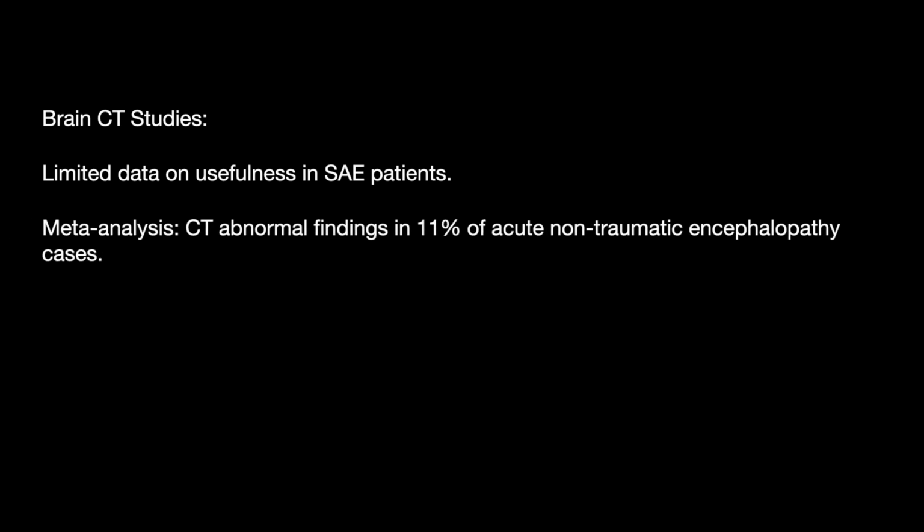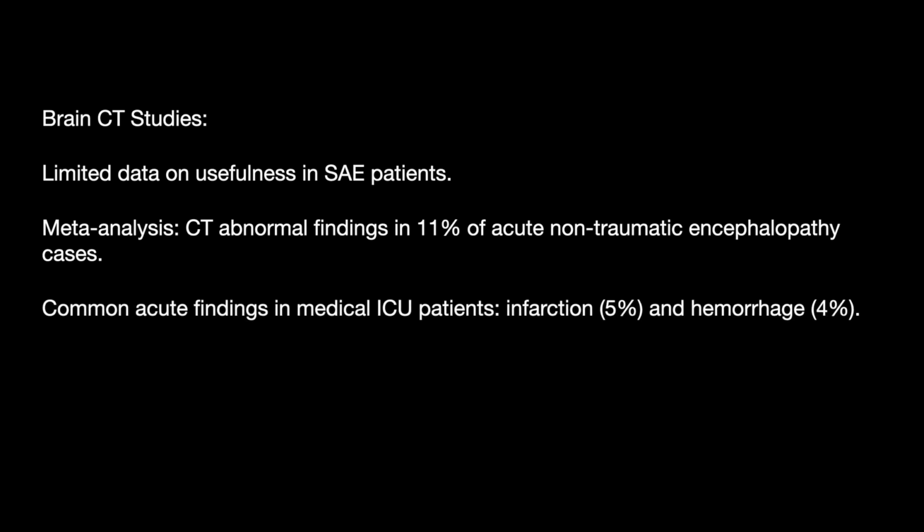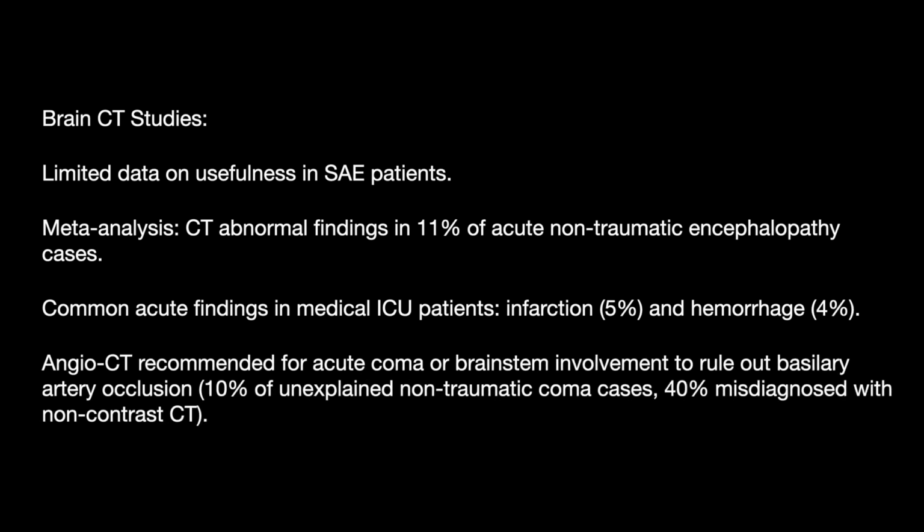Neuroimaging. CT scans, limited data on its usefulness. Meta-analysis shows CT abnormality in 11% of acute non-traumatic encephalopathy cases. Common acute findings are infarcts and hemorrhages. Angio-CT is recommended for acute coma and brainstem involvement to rule out basilar artery occlusion.